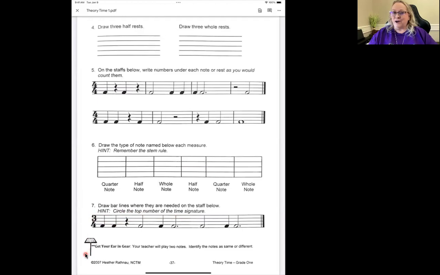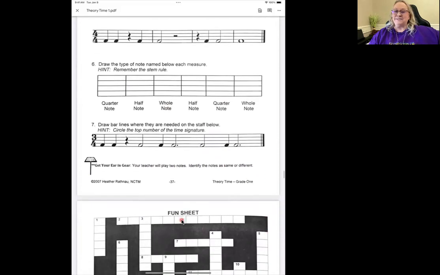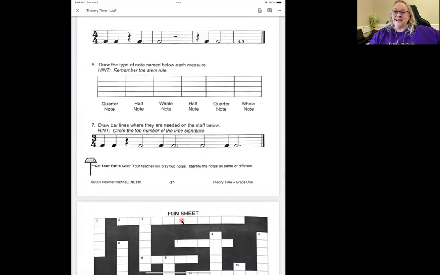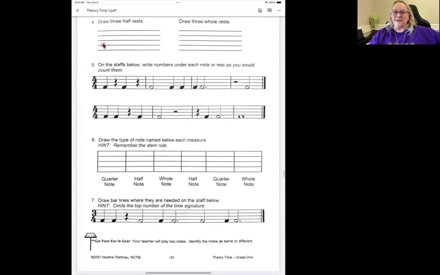Then we have not recently been doing our Get Your Ear in Gear. It says your teacher will play 2 notes. Identify the notes as same or different. In the next video, I'm going to start doing your Get Your Ear in Gear for you. So you have fun with this review, because the next video is going to be Get Your Ear in Gear along with your fun sheet.